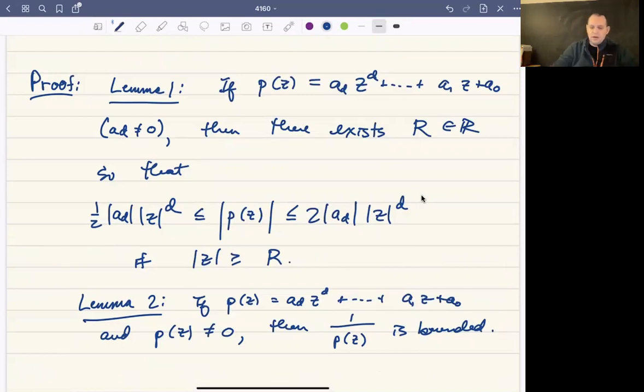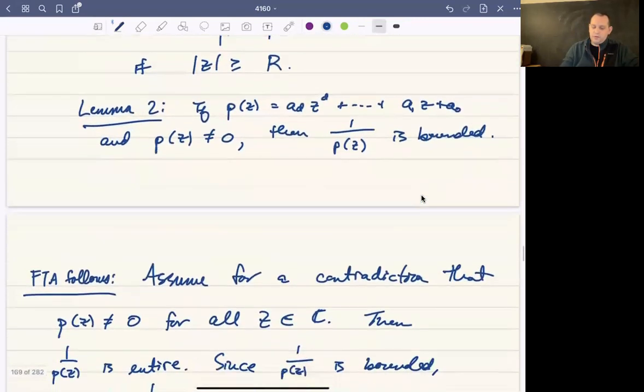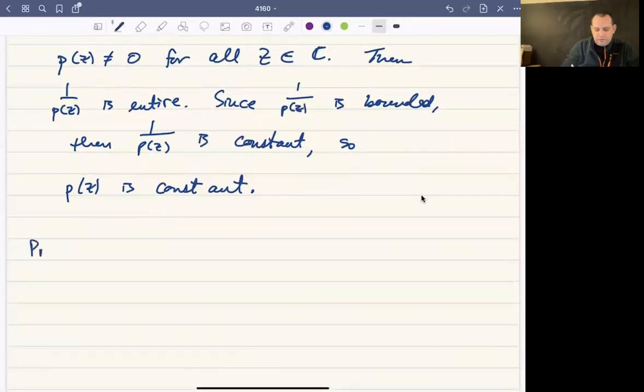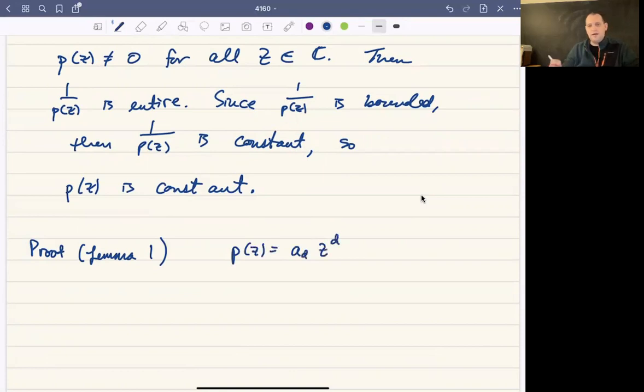So again, here's our roadmap. This is how the fundamental theorem of algebra follows from the two lemmas. So now we just need to prove the two lemmas. Let's prove lemma 1, which says that if p of z is a polynomial, then it is going to be bounded by the modulus of z to the d times some constants if z is big enough, so if we're sufficiently far from the origin.